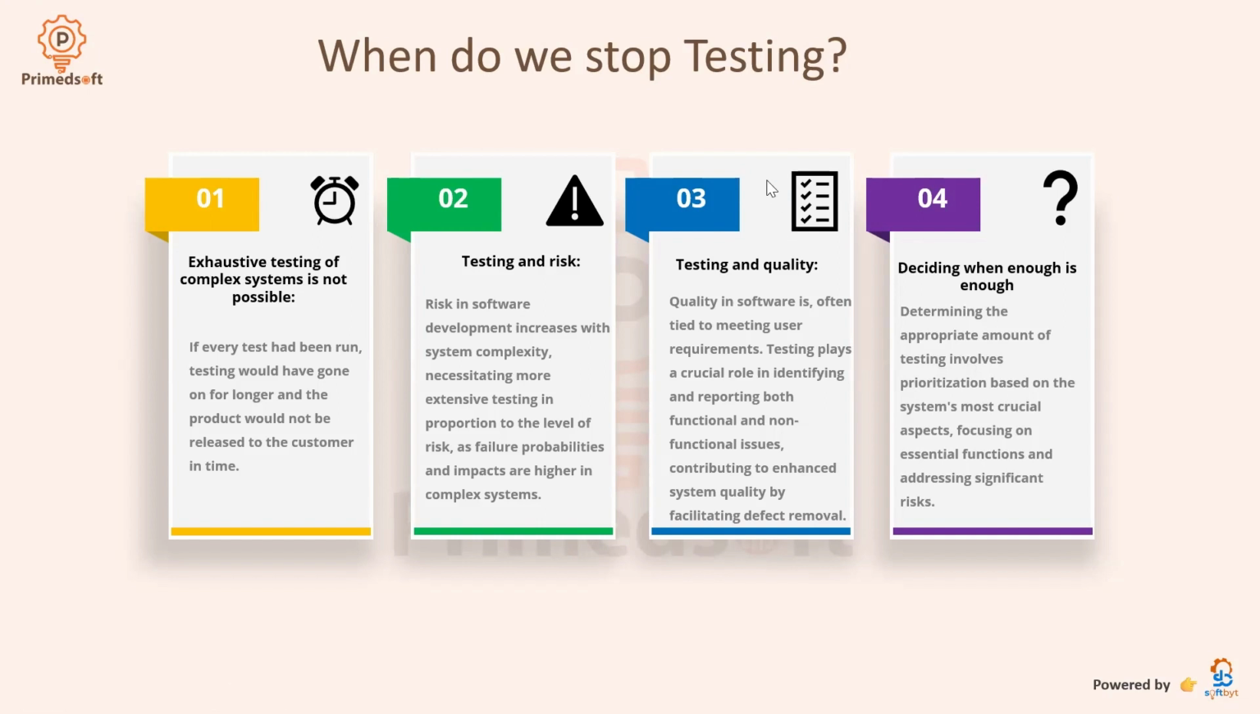Okay, so the next one we have is deciding when enough is enough. Determining the appropriate amount of testing involves prioritization based on the system's most crucial aspects, focusing on essential function and addressing significant risk.